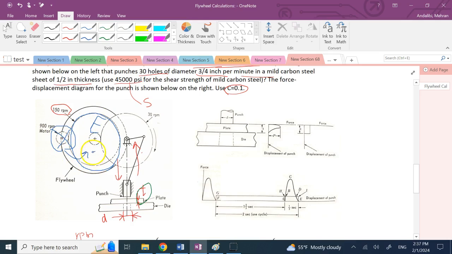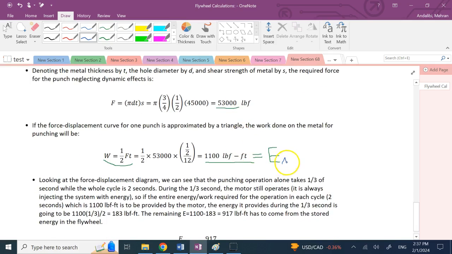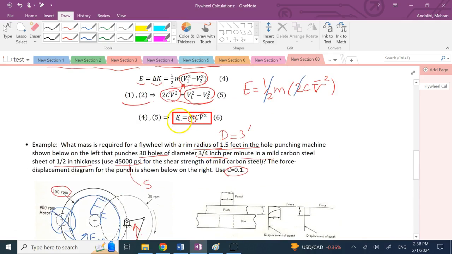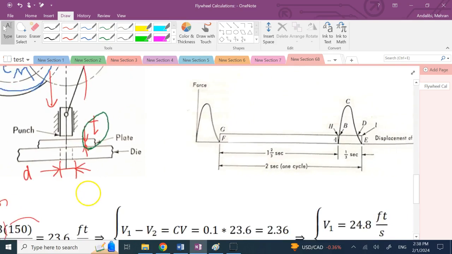And whatever this energy is, if I call it E prime or E of the motor, plus E of the flywheel together is equal to all the energy that you need. So this W is equal to E of the motor plus E of the flywheel, where E of the flywheel is this formula that we had. But we need to know how much the motor is injecting so we can reduce that. How much is it?